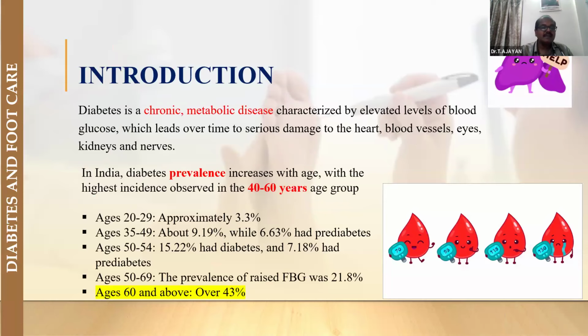Already I discussed with you. In age 35 to 49, there is an average of 9.19% with diabetes, while 6.63% have pre-diabetes. In the age group 50 to 54, the percentage is a little bit higher: 15.22% in diabetes and 7.18% in pre-diabetes. Then 50 to 69, the prevalence rises to 21.8%. More than 60, the percentage is 43%.